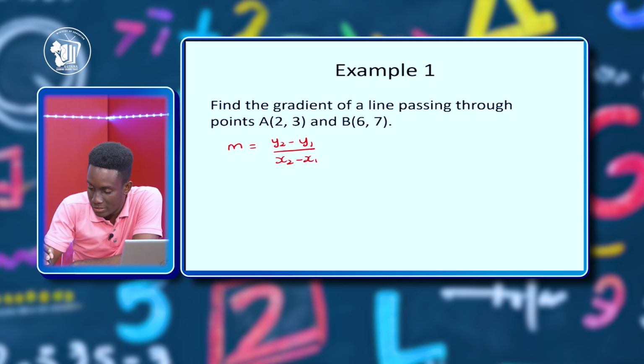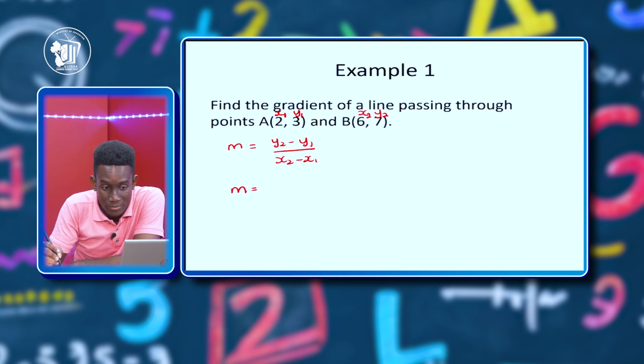First of all, we have point A. We can label this x and y, x and y. So we know this will be x1, this will be y1, and this will be x2, and this will be y2. So the gradient will be y2 minus y1. We see y2 in this case is 7.